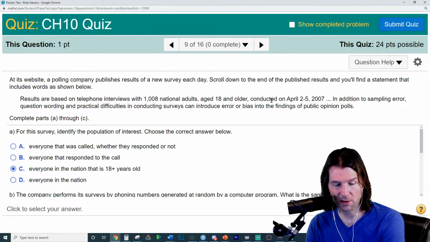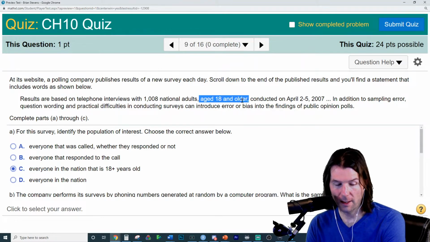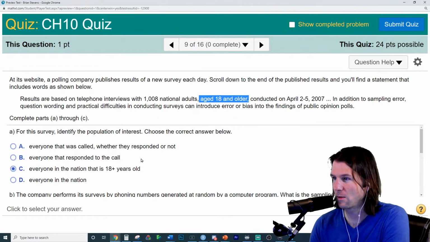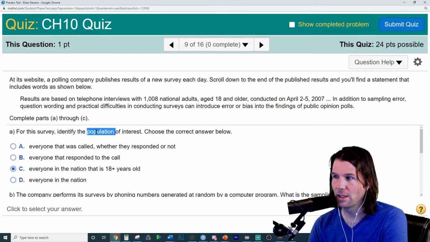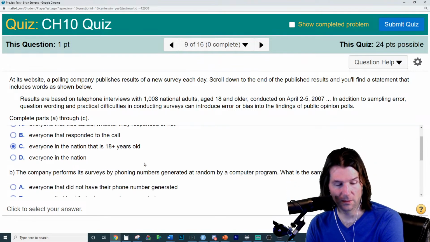I'm 99% certain because it looks like they want to talk to adults, only talking to people 18 and older. I don't think they care about everyone in the nation, though. So who do they want to understand? If we're talking about the population, I think they're trying to understand adults. So that's pretty certain on that one.